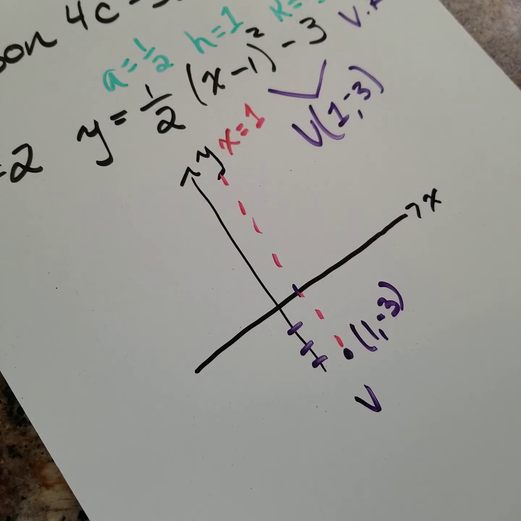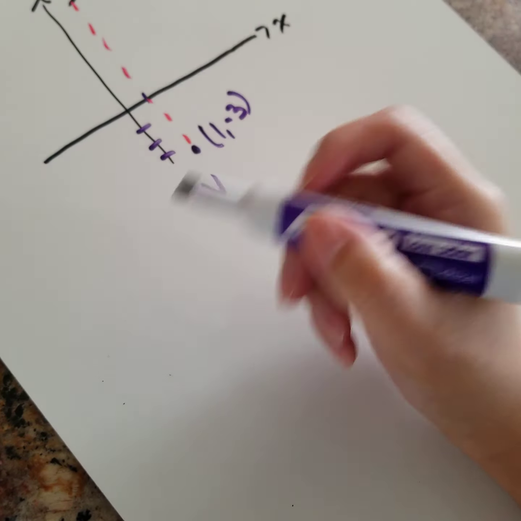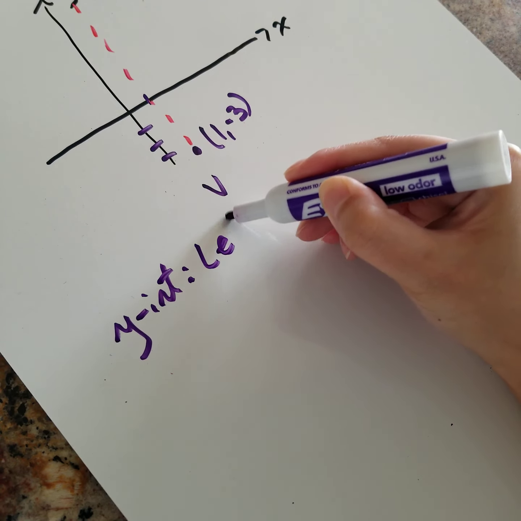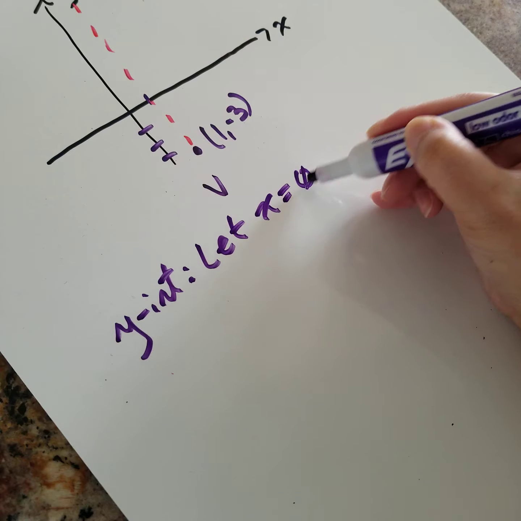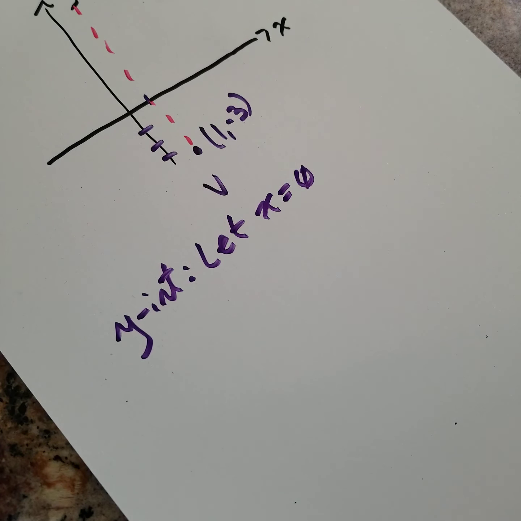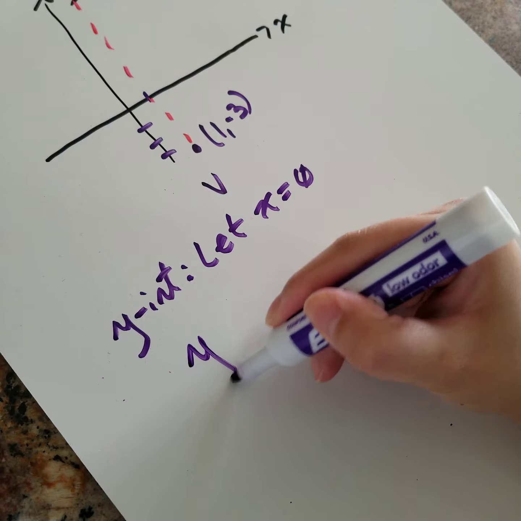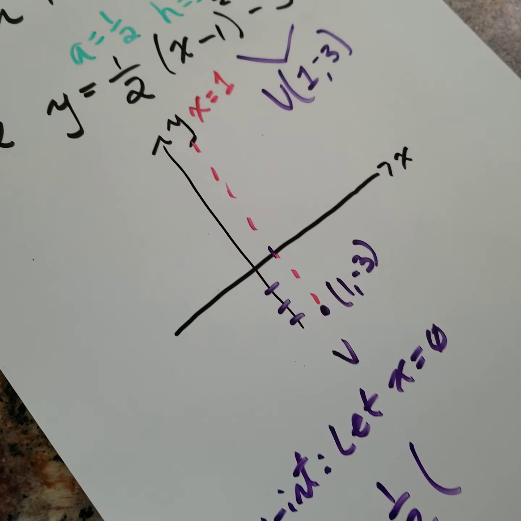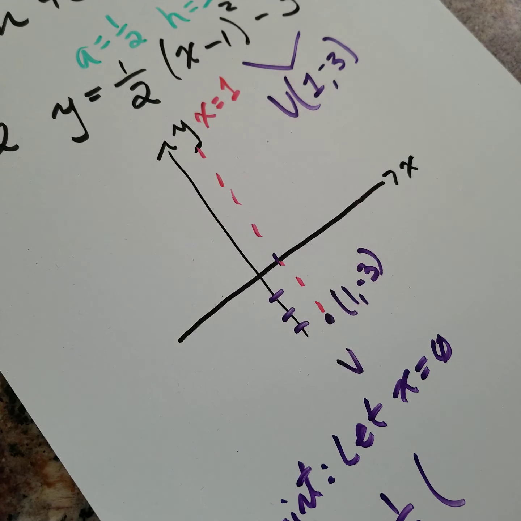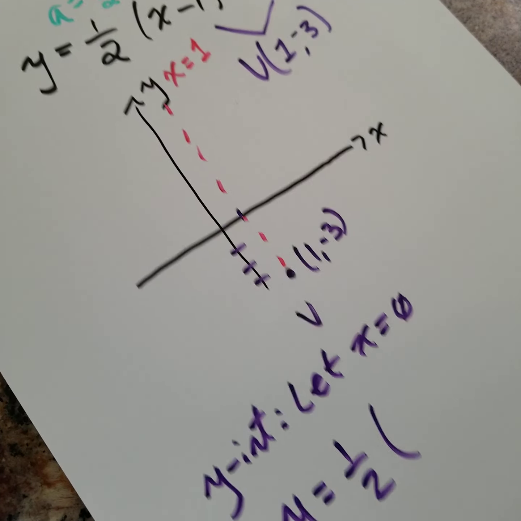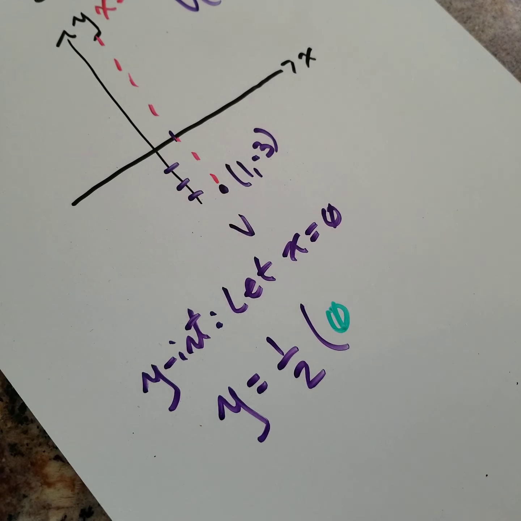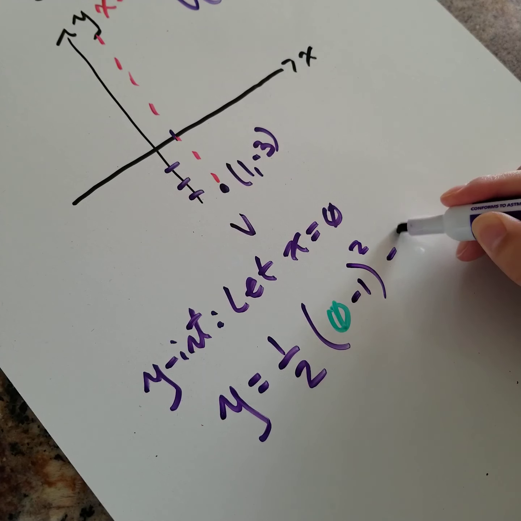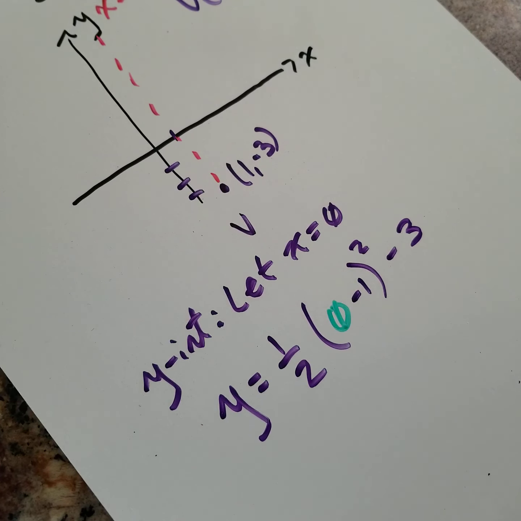So let's write here. If I want the y-intercept, I'm going to say let x is equal to 0. So in my equation, I'll substitute that. I'll have y is equal to a half. Anywhere that I saw x up here, I'm going to input 0 instead. So I'll have 0 minus 1 squared, and then subtract 3. So I just have to apply BEDMAS.